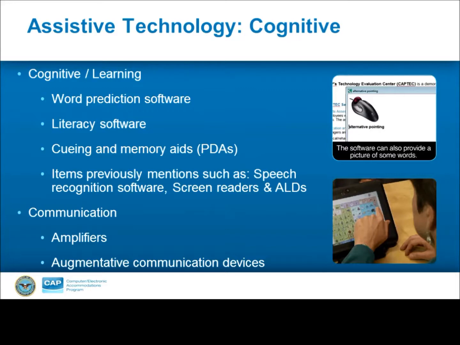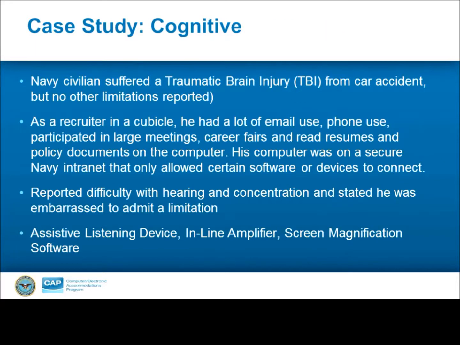So now that we have an idea of the needs assessment process that CAP utilizes and the types of assistive technology that could bridge those functional limitations for an individual, I'd like to take us through a couple case studies to show you how the needs assessment process can work in action. So to start, I'd like to focus on an individual who's a Navy civilian, who suffered a traumatic brain injury from a car accident, and didn't report any other limitations.